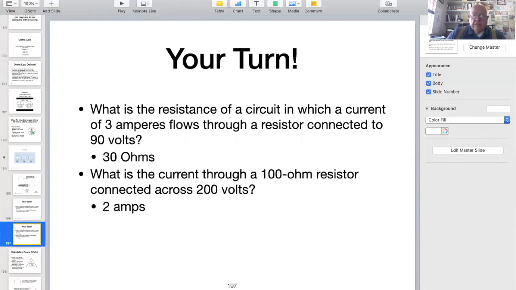Here are your answers. How did you do? If you didn't come up with the right answers, go back and review this section again. So the resistance of a circuit in which a current of 3 amps flows through a resistor connected to 90 volts is 30 ohms. And the current through a 100 ohm resistor connected across 200 volts is 2 amps.